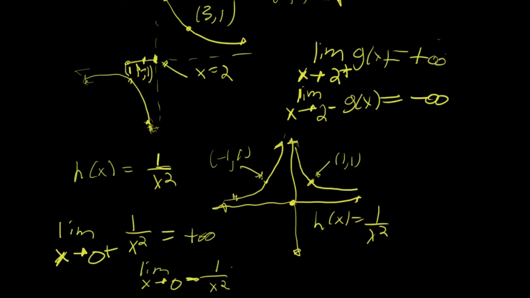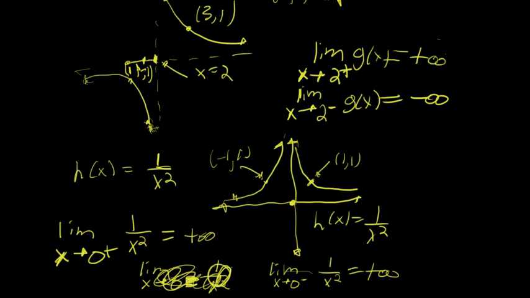over x squared. This is not negative 1 over x squared, so if that confuses you, maybe I'll put the left there, or I'll just rewrite the whole thing. Limit as x tends to 0 from the left of 1 over x squared is also positive infinity.